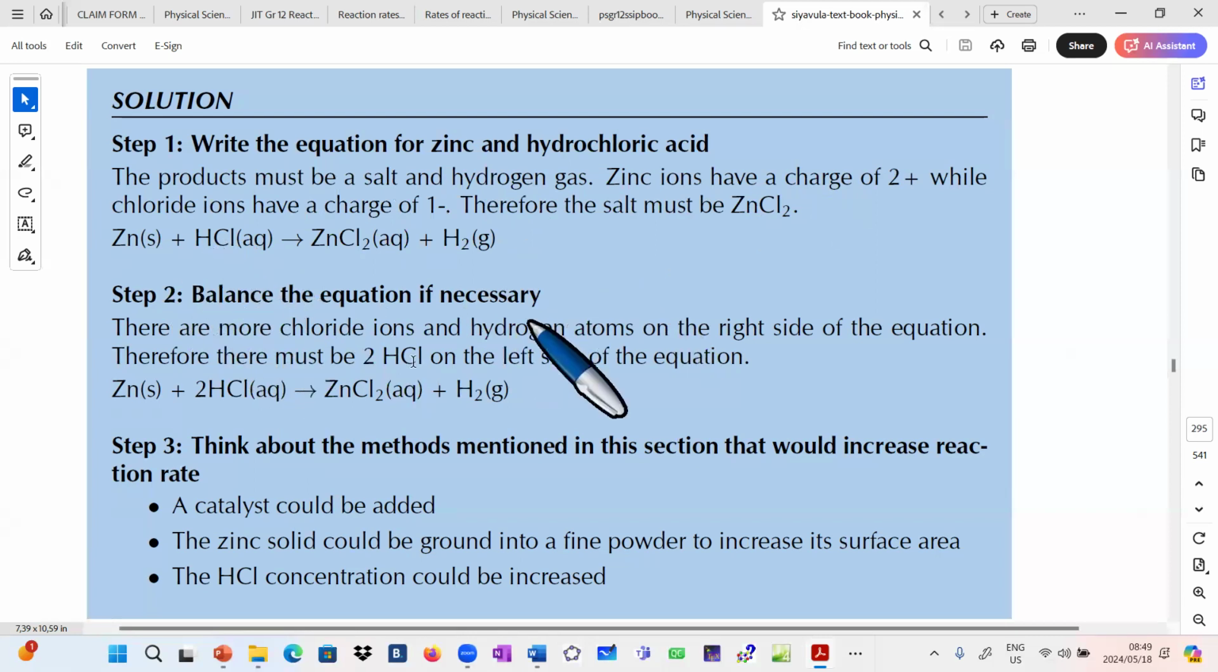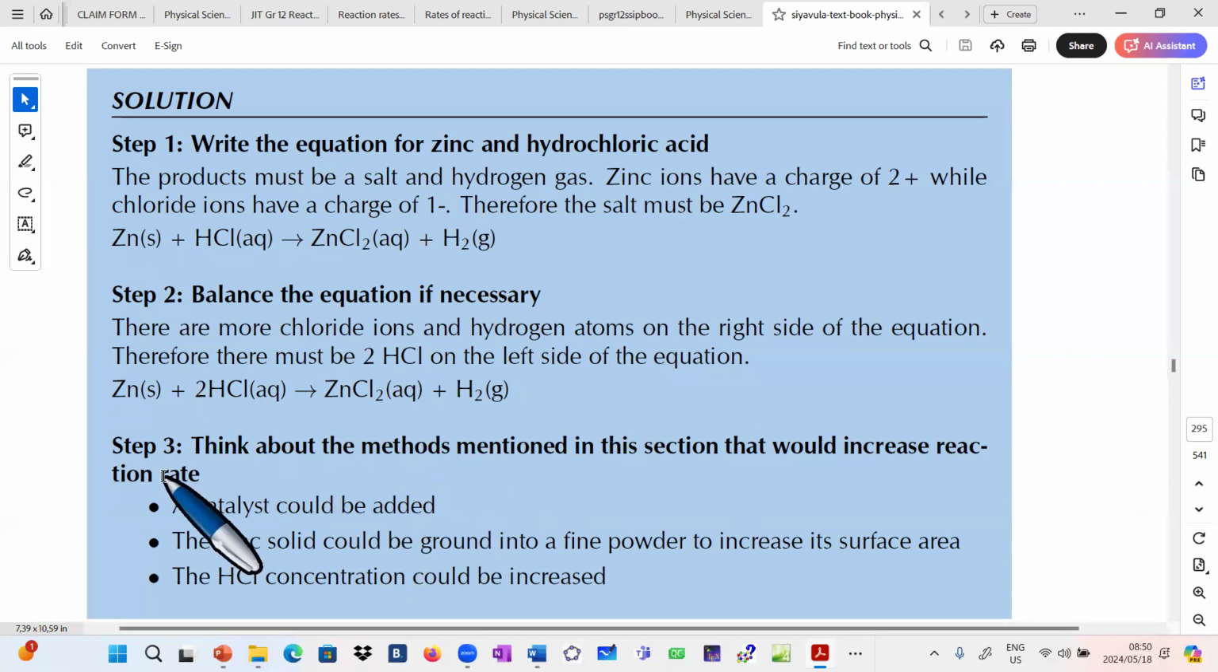Let's balance the equation if necessary. There are more chloride ions and hydrogen atoms on the right side of the equation. Therefore, there must be two HCl on the left, so you can just put a two there. With a two on the left side, we have two hydrogen atoms on each side, and ZnCl2 has two chloride ions as well. So you can see that this is certainly a balanced chemical equation.